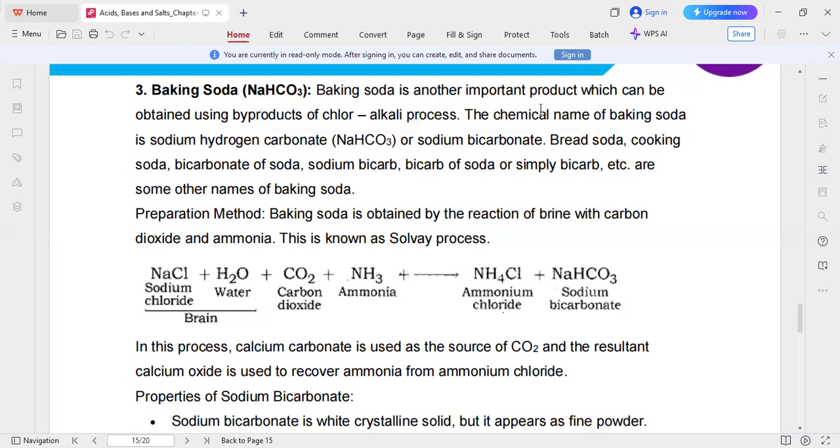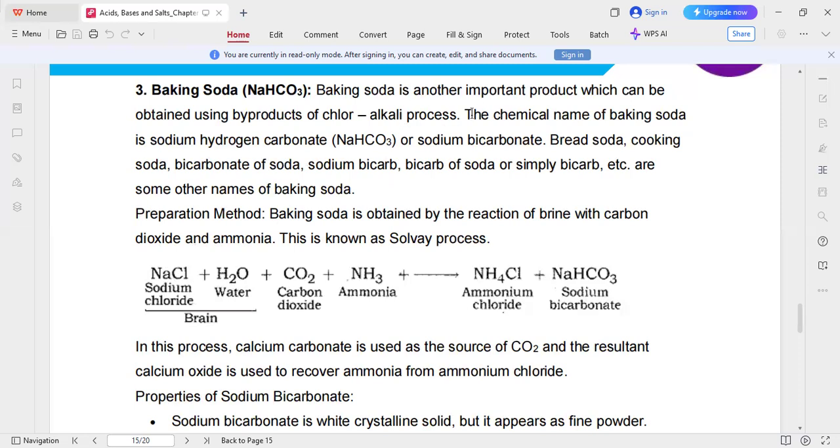Baking soda is another important product which can be obtained using a byproduct of the chloralkali process. Chloralkali process, children: when you do the electrolysis of NaCl plus H2O, this electrolysis is called the chloralkali process. In this process, what is produced, children? NaOH plus H2 plus Cl2.